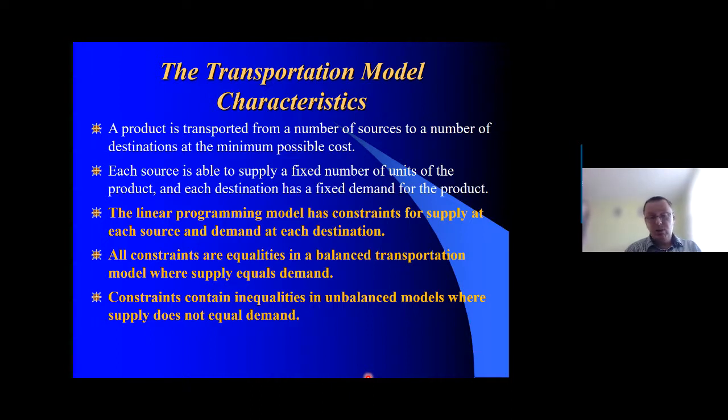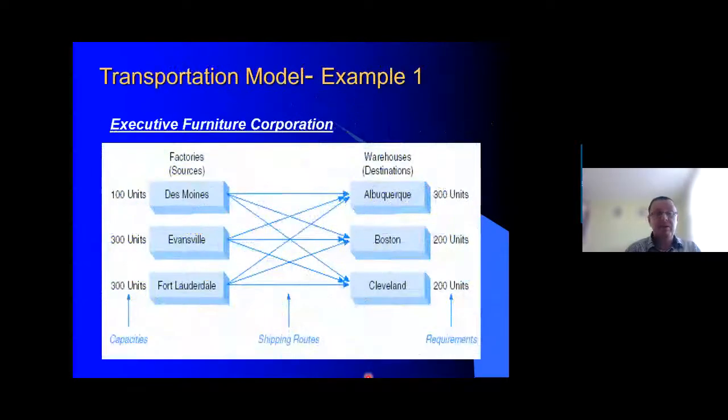A linear programming model has constraints for supply at each source and demand at each destination. Our constraints are used accurately in a balanced transportation model where supply equals demand, and the constraints contain inequalities in an unbalanced model where supply does not equal demand. Actually, the last situation most often happens in reality.